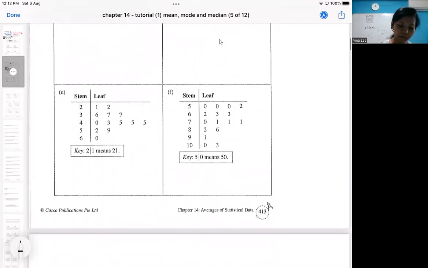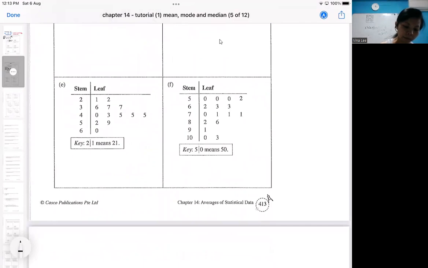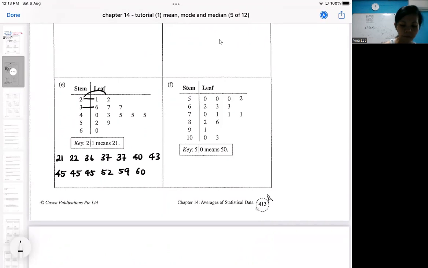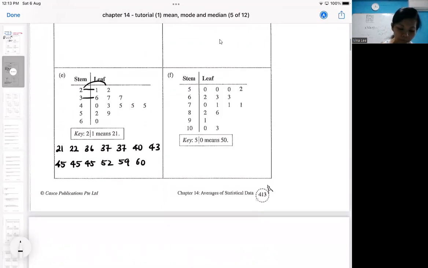Same for stem and leaf, they already arranged it for you, but it will be easier if you write it out. So 21, 22, 36, 37, there are two 37s, then 40, 43, 45, 45, 45, 52, 59, 60. You can write it out so that it's easier for you. From here, I think we can tell the mode. The mode is 45.